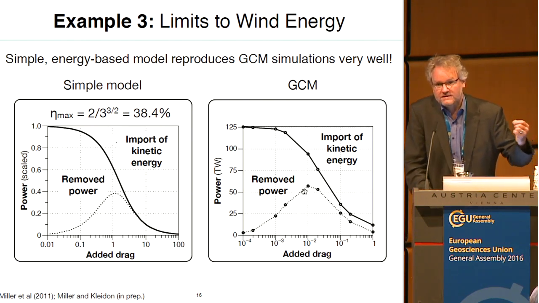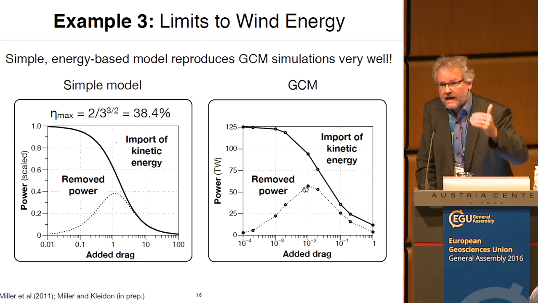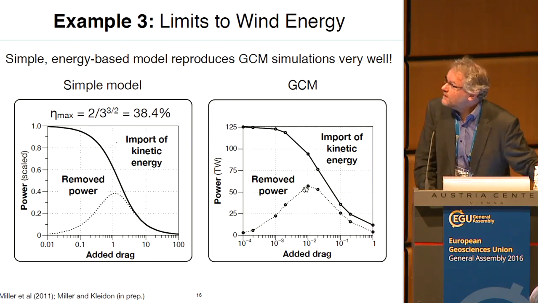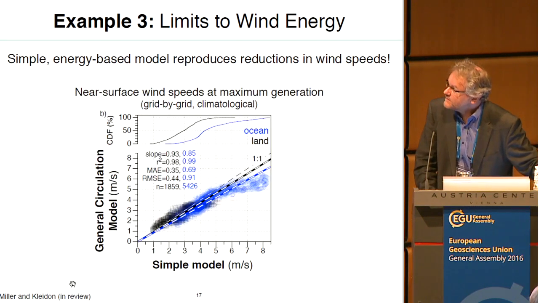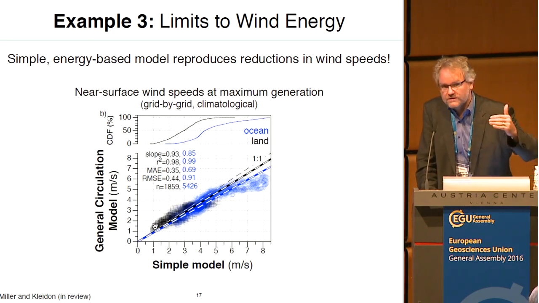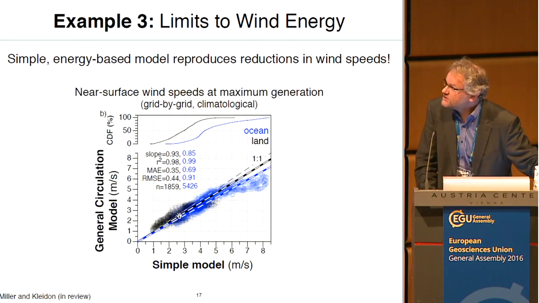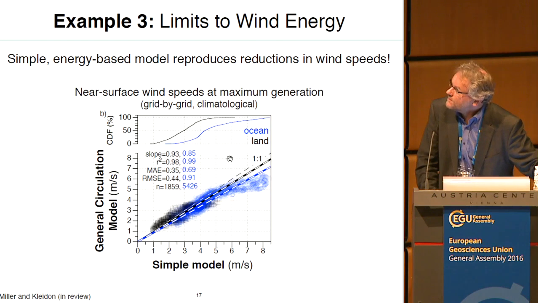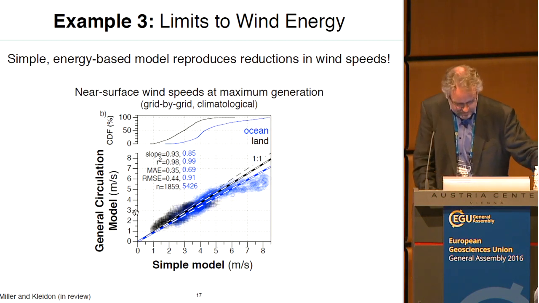One of the key effects is that there's a strong interaction of the turbines with the flow, and this is what's shown here. This is a paper that's currently in review, where we show that the reduction in wind speed is the factor that really limits how much wind energy you can generate. Here we compare this maximum power limit from the simple model with the maximum power we infer from climate model simulations, and we see that the wind speeds of the two approaches compare very well.